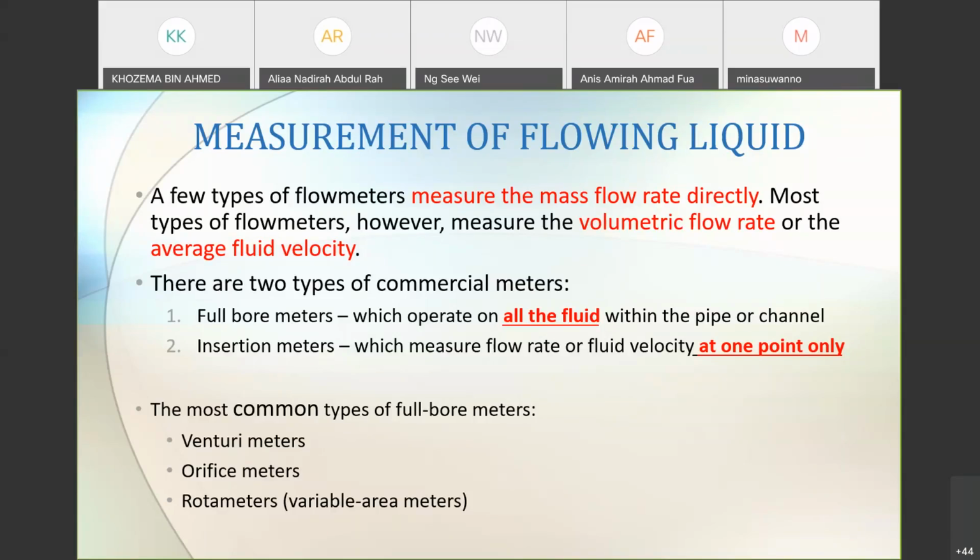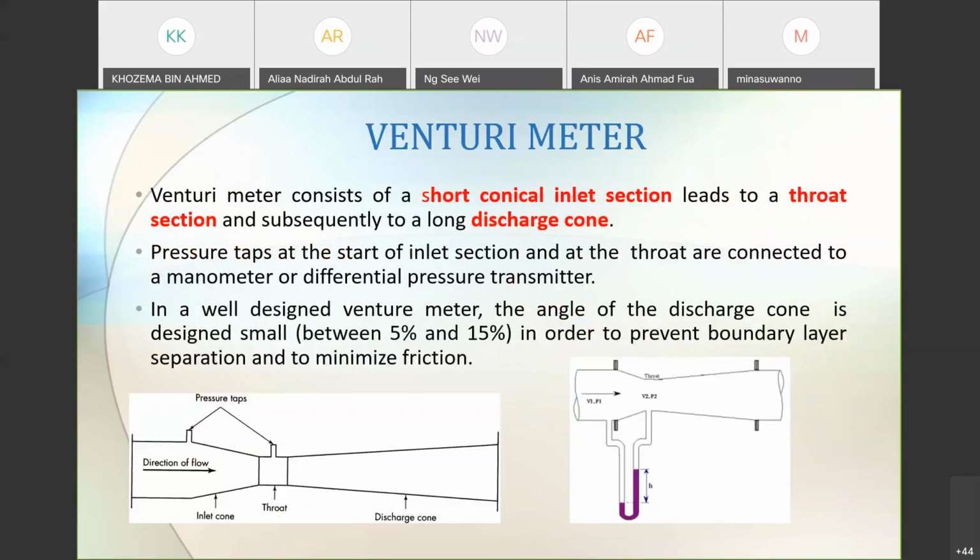So the first meters that we'll be looking at are the full bore meters. The three most common types of full bore meters used in industry are venturi meters, orifice meters, and rotameters. First of all, we look at the venturi meters. A venturi meter is a meter that consists of a short conical inlet section that leads to a throat section and subsequently to a long discharge cone.